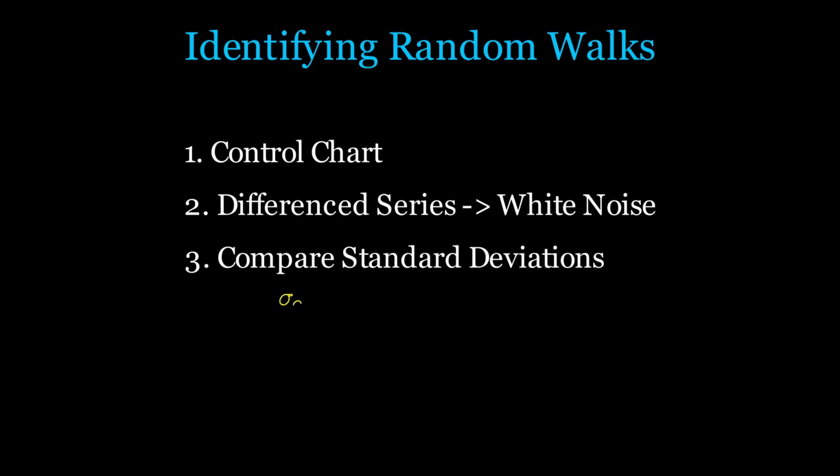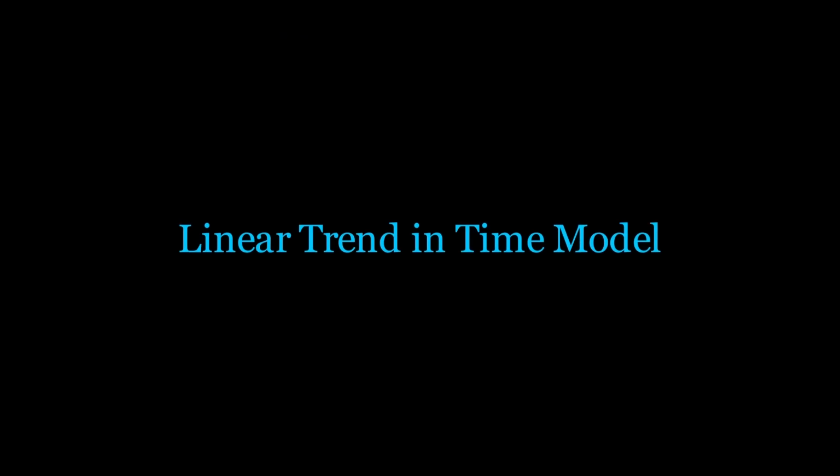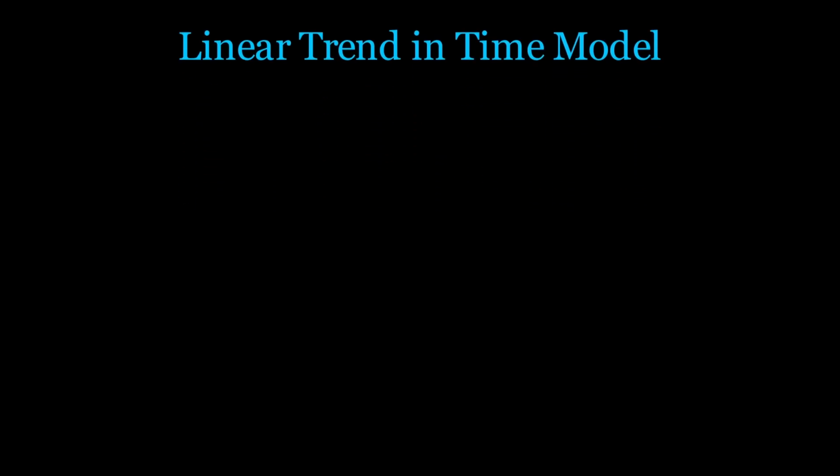And third, compare the standard deviations. A random walk model will exhibit a higher standard deviation in the original series than in the differenced series, indicating a reduction in variability when differences are taken. In this section, we'll go through the difference between a linear trend in time model and a random walk model. Both can be used to model time series data.